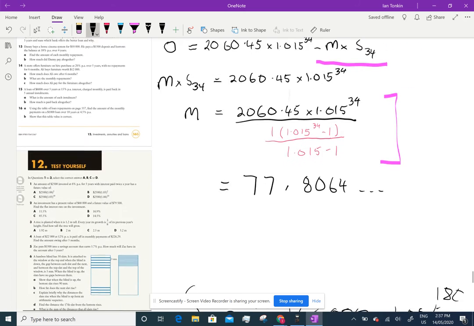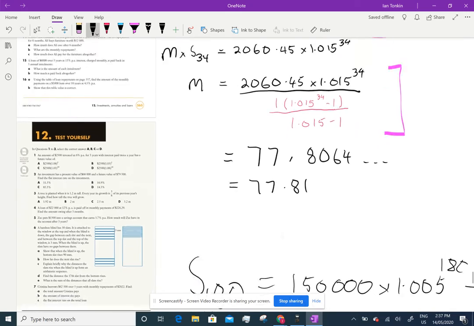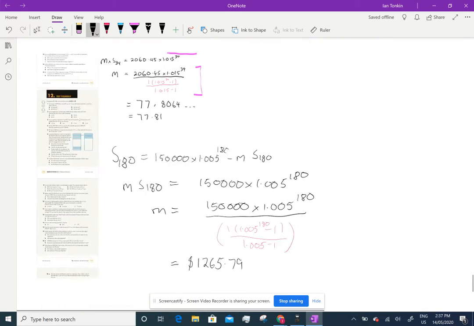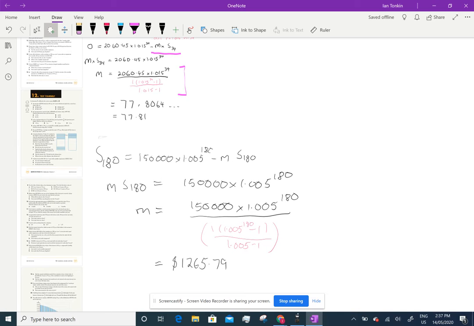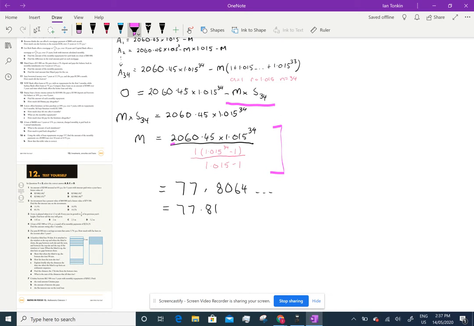8064... So $77.81. Because I've checked in their working, and they don't in theirs, that bit there is 2,000. And I think because the $60.45 is so inconsequential over 34 payments, it hasn't even registered. But anyway, I might check their working in a minute. Now, everything else is the same.